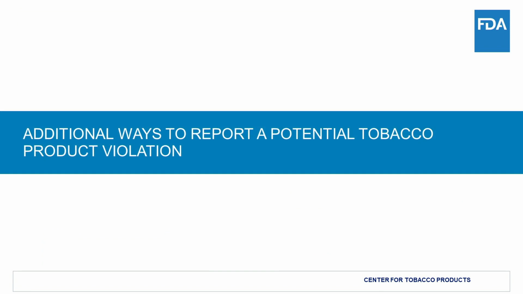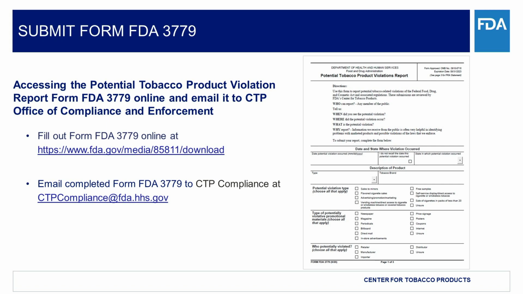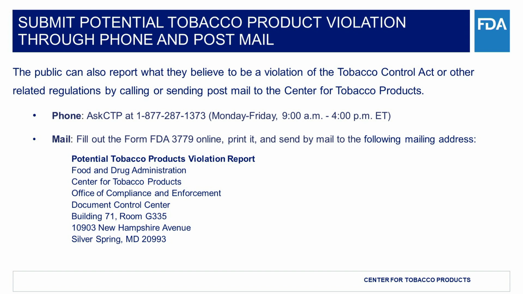Now we will talk about other ways to report a potential tobacco product violation. If you are unable to complete the online form and submit it using the online submission tool, another option is to download Form FDA 3779 online at the address on the slide. Fill out the form and email the completed form to ctpcompliance@fda.hhs.gov.